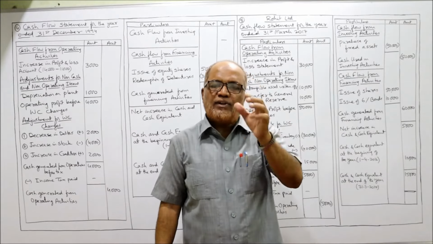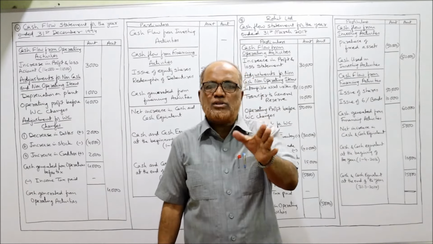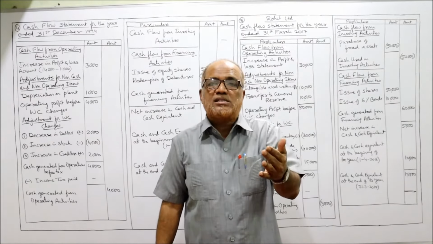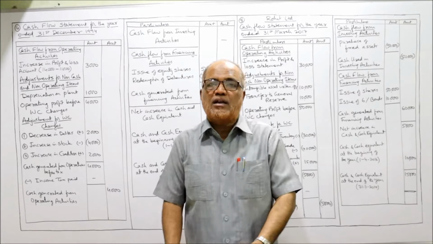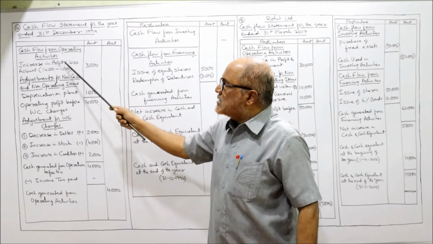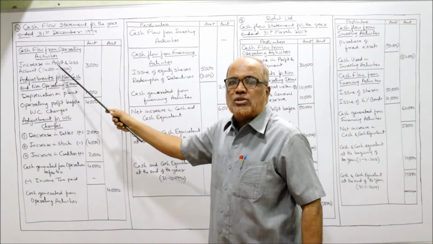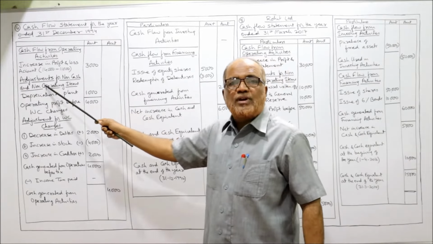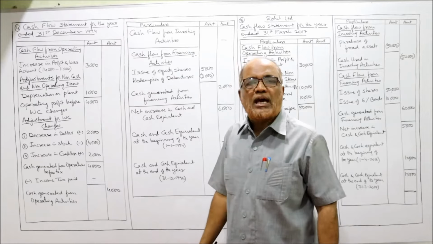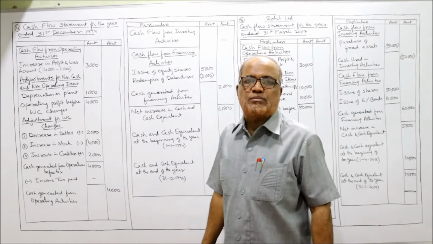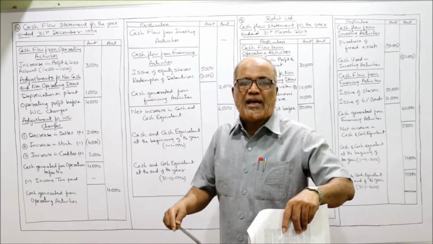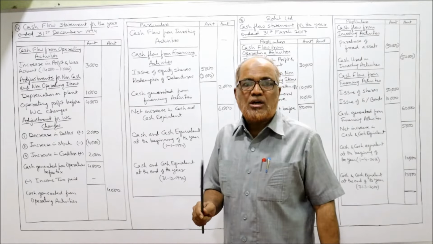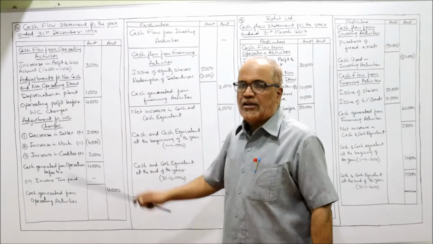So last year profit and loss account balance was 11,000. Current year it has become 14,000. So how much increased? 3,000 rupees increased. So I am writing increase in profit and loss account, 14,000 minus 11,000, 3,000 is the increase. To this we have to adjust for non-cash, non-operating items. Items means it may be an expense or it may be an income. If it is a non-cash and non-operating, we should take it here.